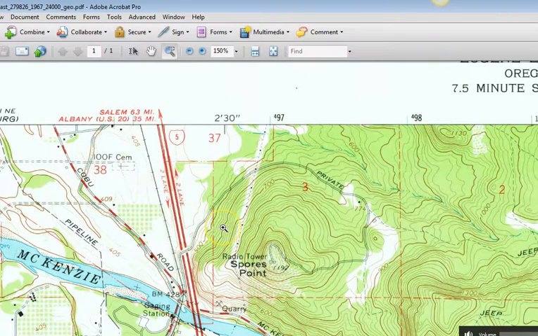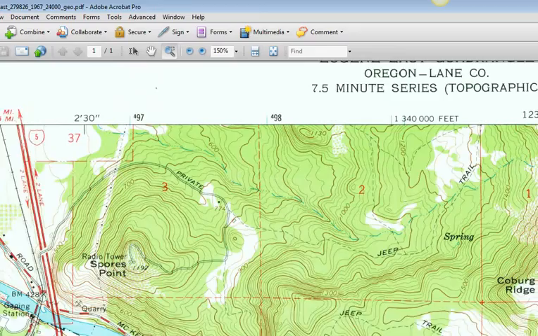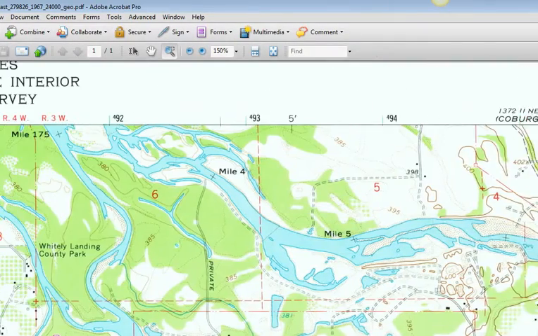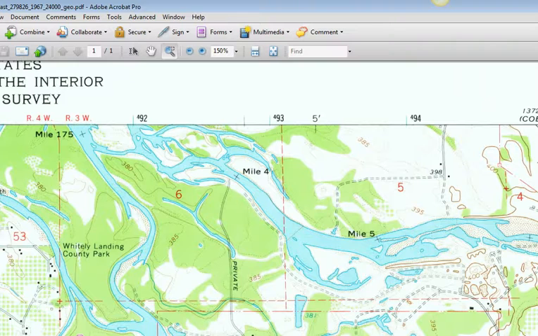And I could even get smaller. I could give you the quarter of the quarter section. So if I were to divide this quarter into quarters, I might say that Spores Point is in the southeast quarter of the southwest quarter of section 3, Township 17 South, range 3 west of the Willamette Meridian.